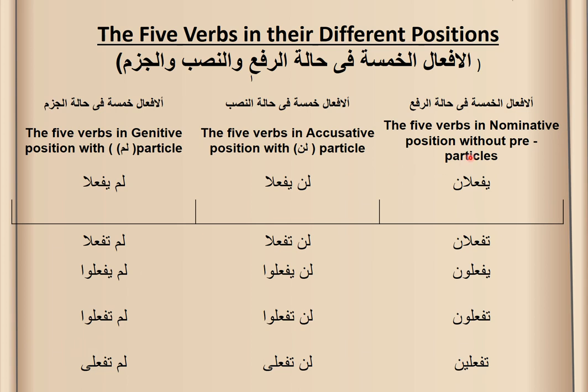You will see that all of the verbs in the first column don't have harfun nasb or jazm before them, so that is why there is noon at their ends. But the verbs in the second and third column have harfun nasb and harfun jazm before them respectively, so the noon at their end is removed.